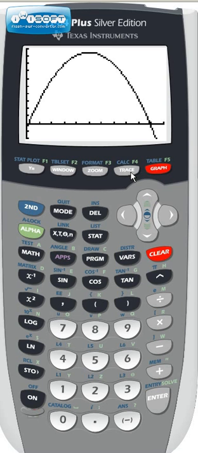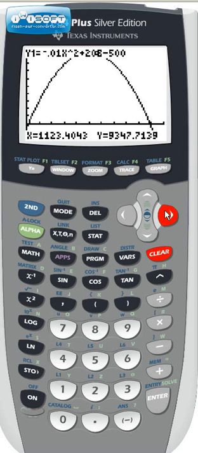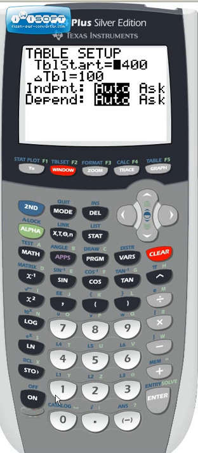I could do a couple of things. I could trace and try to move along my graph to where I can get my output to be 1,400, or I can just go look at the table. So I'm going to click on Table Set, second window. I'm going to tell the calculator to start at 0 and count by 100. And then I'm going to look at the table.